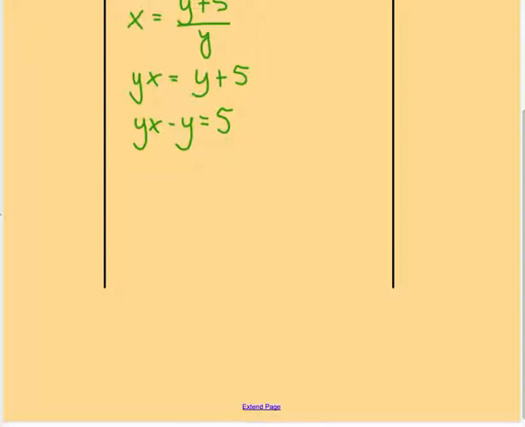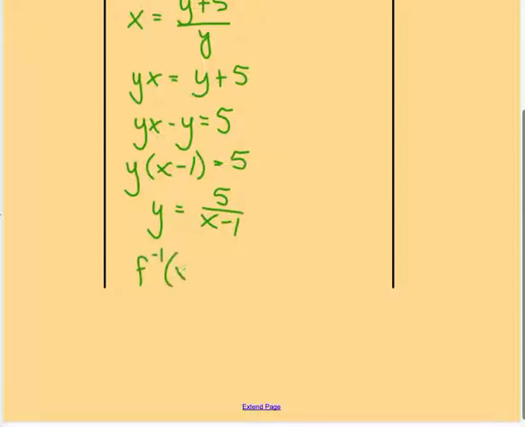And then to finish solving for y, I'm going to have to factor that out of those two terms. So I'm going to factor the y out. And then I can finish solving for y by dividing both sides by x minus 1. So the inverse is y equals 5 over x minus 1. Rewriting this with the function notation, we get f inverse of x equals 5 over x minus 1.